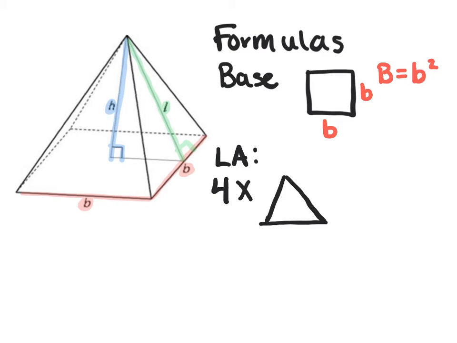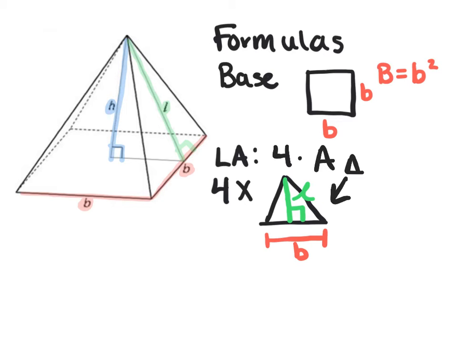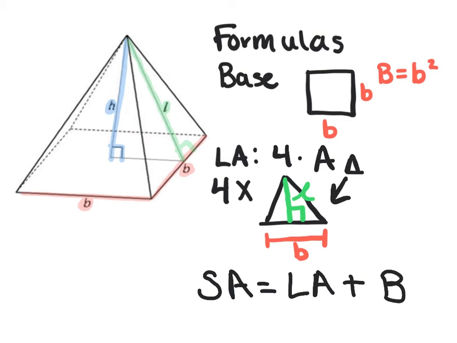And based off of what we have, this is the side length of the base. And the height of those lateral faces is the slant height. So the lateral area is equal to 4 times the area of this triangle. Now for surface area, equals the lateral area plus the area of the base, which we've already shown how we can find both of those formulas.